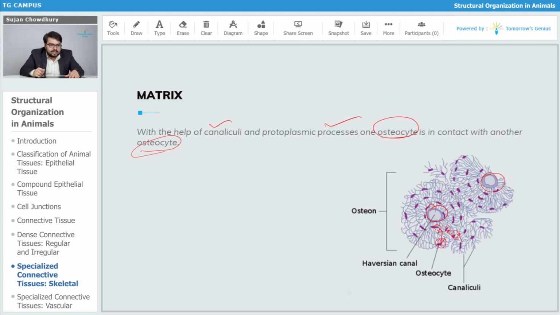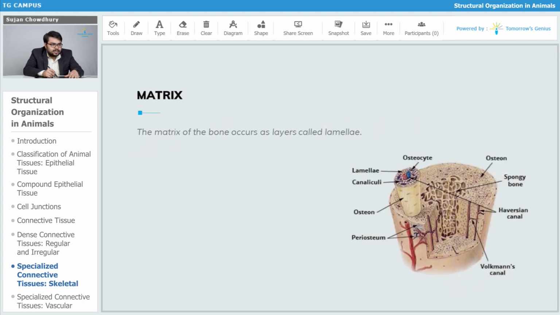The Haversian canals are clearly visible. The unit is osteon, and these are the canaliculi, which are the protoplasmic processes extending from the osteocyte in a developing bone. The matrix of the bone occurs as layers called lamellae. So here we can find the lamellae. These are nothing but layers of matrix of the bones.